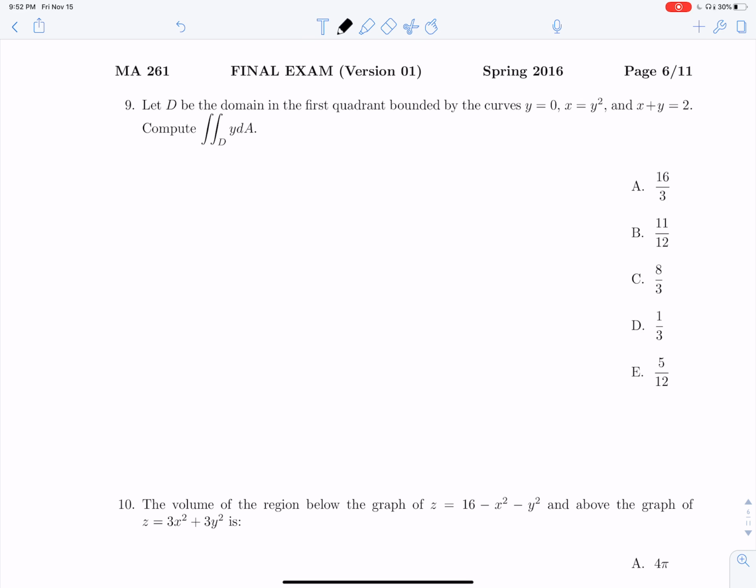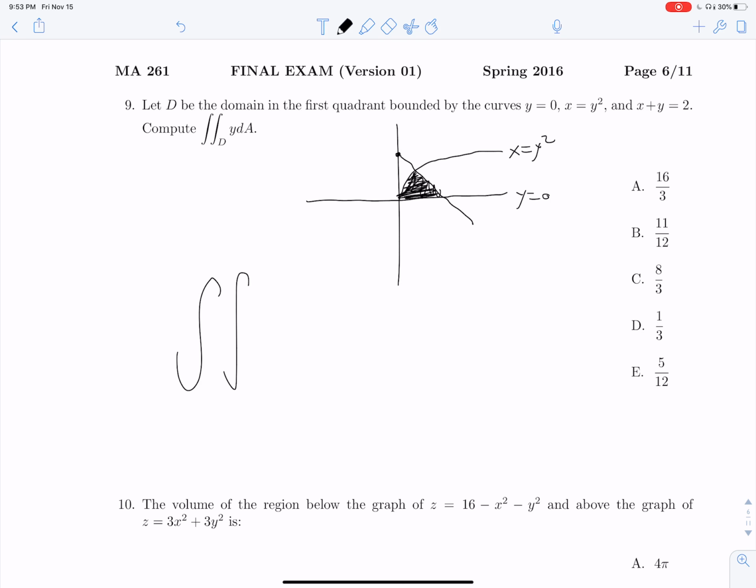Okay, let's see. It looks like we have a pretty basic rectangular double integral to do. So let's draw that out. Let's sketch it. We're bounded by y equals 0, so the x-axis, and x equals y squared, which is just our square root curve, and x plus y equals 2, which is the same thing as x equals 2 minus y. And then we're looking at this area here.